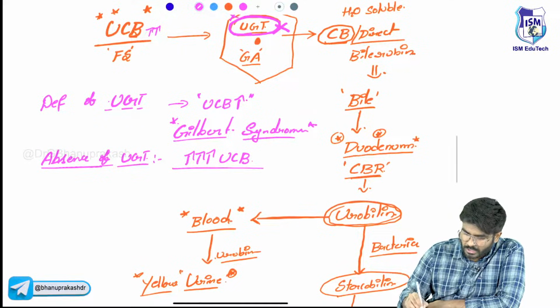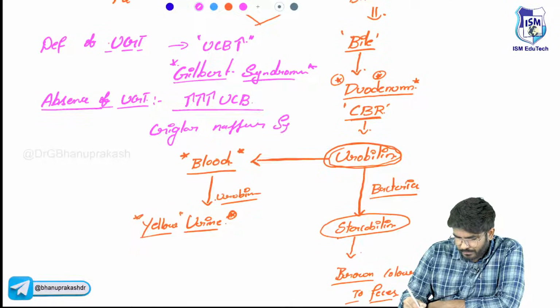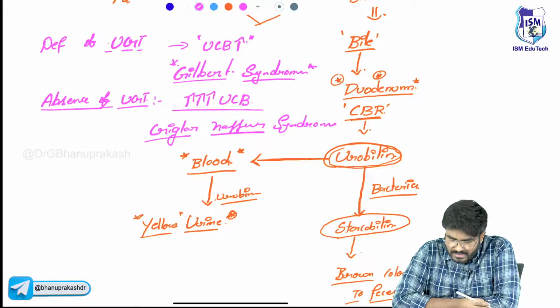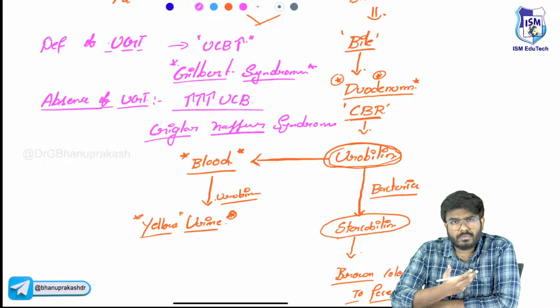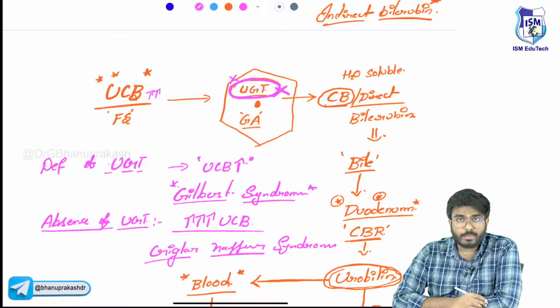The syndrome is called Crigler-Najjar syndrome. What exactly is Crigler-Najjar syndrome? It's complete absence of the UDP glucuronide transferase. What is Gilbert syndrome? Gilbert syndrome is deficiency of UGT, or UDP glucuronide transferase. Now let me tell you one more syndrome here.